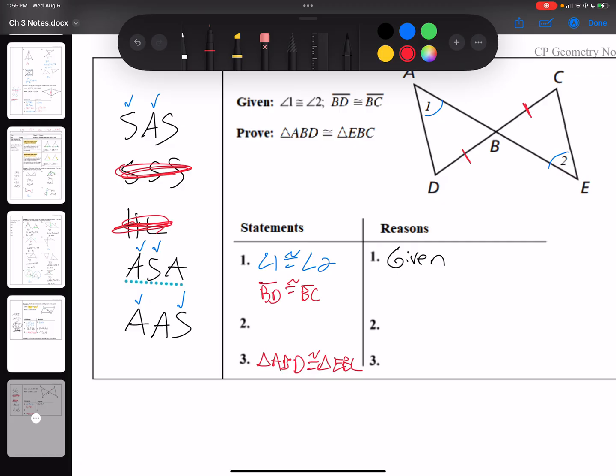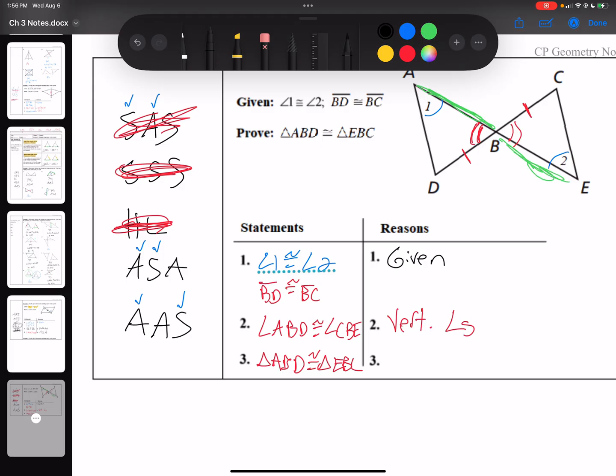Well, in the middle of the diagram, I have vertical angles. This angle is equal to that angle. I'm allowed to say angle ABD is congruent to angle CBE because vertical angles are always congruent. And now let's take a look at it. I've just shown another pair of equal angles. Now, is this going to be angle, angle, side, or angle, side, angle? That's the side that connects the equal angles. That's not marked. So this will be angle, angle, side congruence.